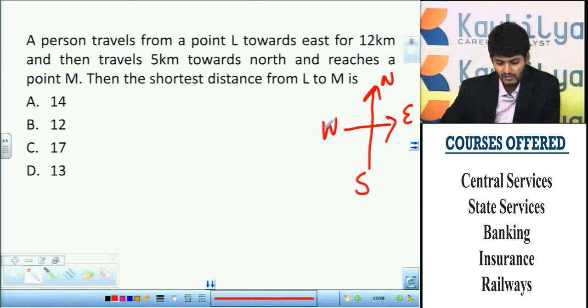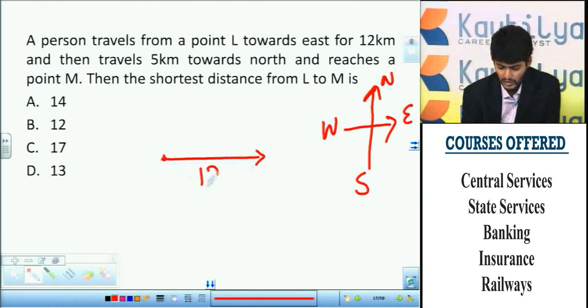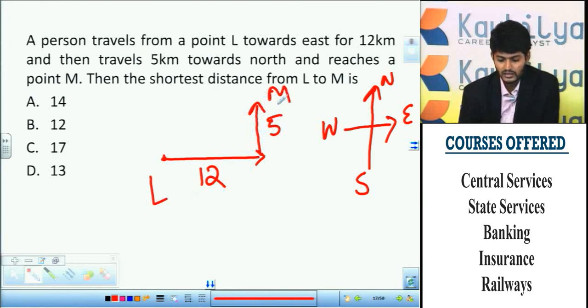Now a person travels from a point L towards east for 12 kilometers. Let us say the person is here; first he travels towards east, so you can take this value equal to 12 kilometers. Then he travels 5 kilometers north. Let us say this guy has moved in the upward direction, which is north. He has traveled 5 and reaches a point M. So the initial point is L and this point is M. Now he is asking for the shortest distance between L and M.